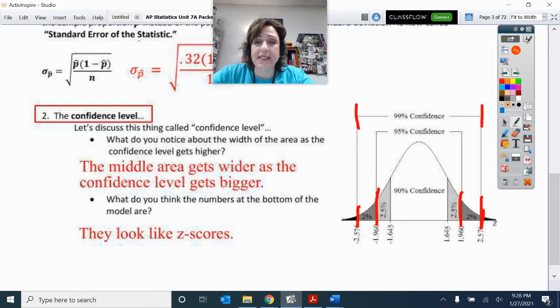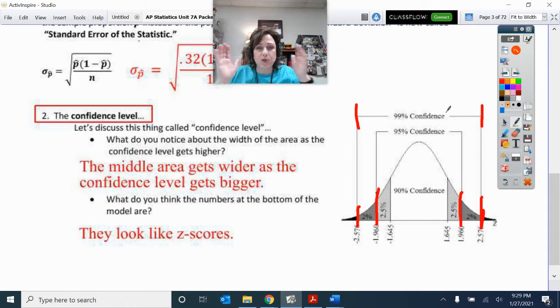So I think you can see that if you are more confident that you captured the true proportion, then it's a bigger interval. Okay, you are more confident. In fact, the only way to be 100% confident is going from negative infinity to positive infinity, and that doesn't tell us much. So we can see that as the middle area gets wider, we have that higher confidence. And really, that higher confidence is what's driving it going wider, because we are more confident that our interval captured or contained that true proportion.